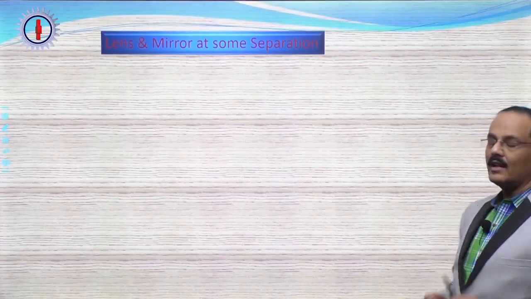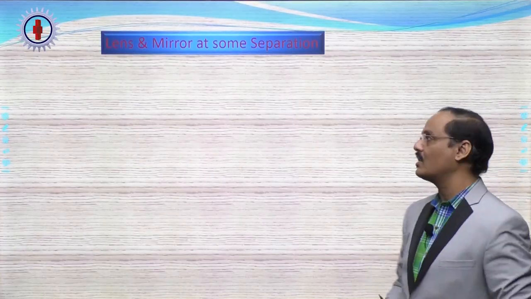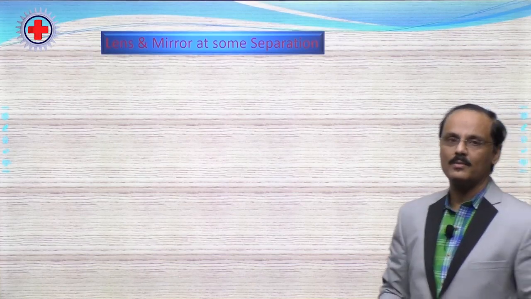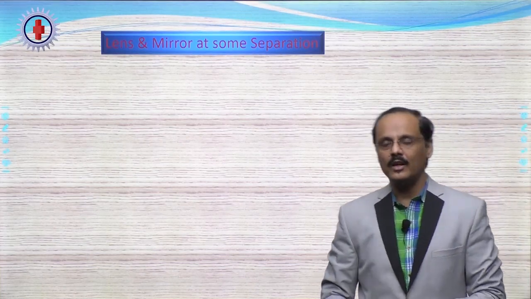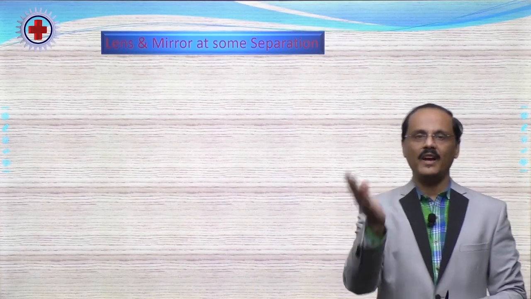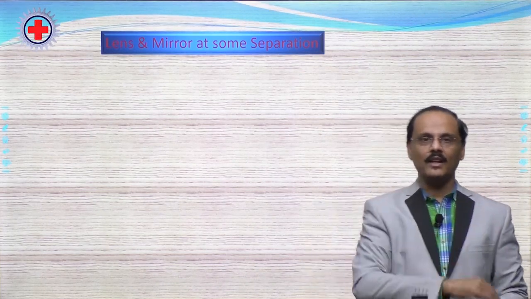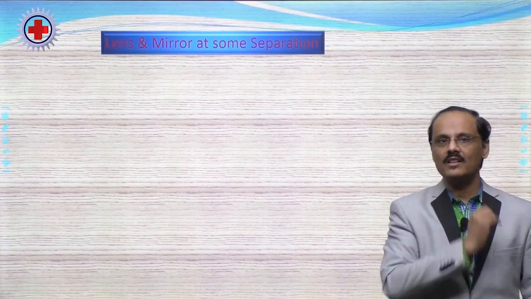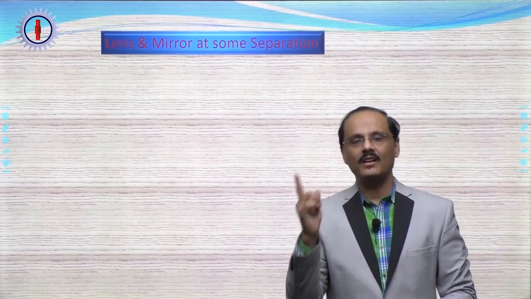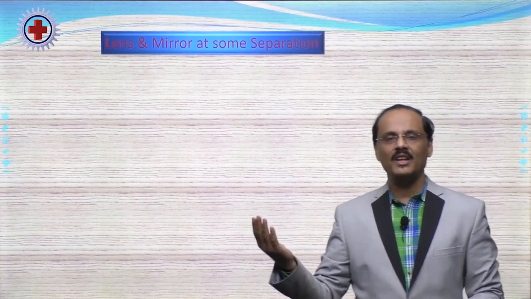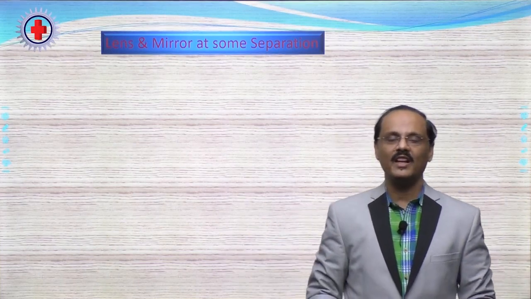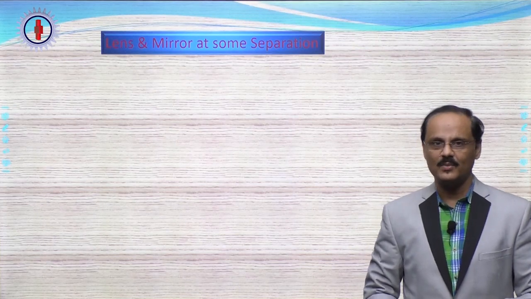Now next we will be getting lens and mirror at some separation. When they are placed at some separation, we do not have any useful formula. What we will be doing? We will be taking the object, finding the image from the lens, getting reflected, that image will act as the object for the mirror and then the image is formed. That image by the mirror may again behave as the object for the lens and we get the final image position.